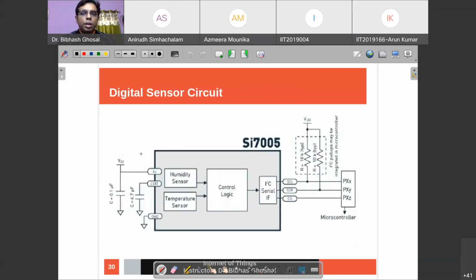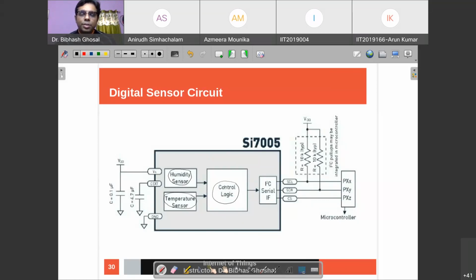So this is a digital sensor circuit that we see has a sensing unit, which is a humidity sensor. We have a temperature sensor. So these are the units that are capturing the data, and they are sending it to a control logic. Now look at this. This particular chip has both humidity and temperature sensors. So it's important, but however, they are sending it to a controller. So what data you need to send has to be decided here, whether you are going to send the humidity data or the temperature data.